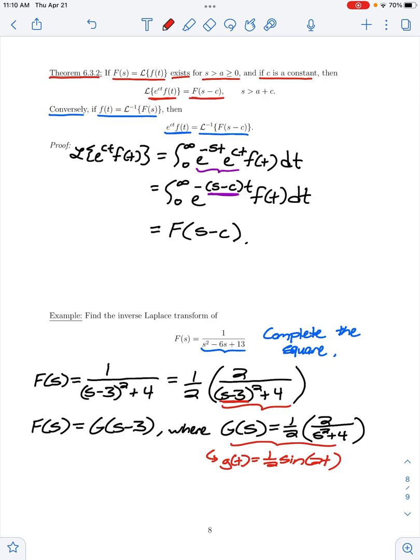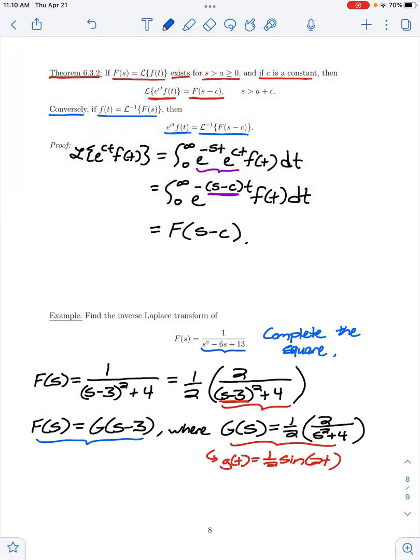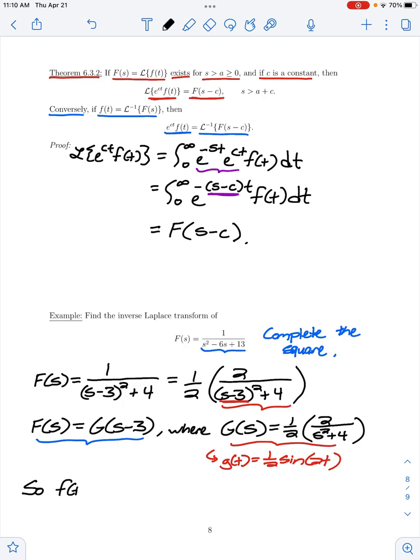So my theorem 6.3.2 says, to get the inverse transform of capital F of s, which was just g shifted 3 units to the right, I could take an exponential e to the 3t times the inverse transform of the function g, which gives me 1/2 of sine 2t, or if I bring the 1/2 out in front, 1/2 e to the 3t sine 2t.